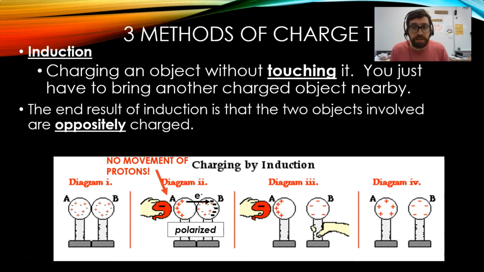This is called induction. We bring a charged object nearby, causes the objects to polarize, and that polarization can be separated to make a negative and positive charge. I want to reiterate once again, this object over here on the left did not gain any protons. No protons traveled anywhere. All that happened is electrons left it. So it became less negative, therefore positive. B became more negative, it gained more electrons, so it has a negative charge.